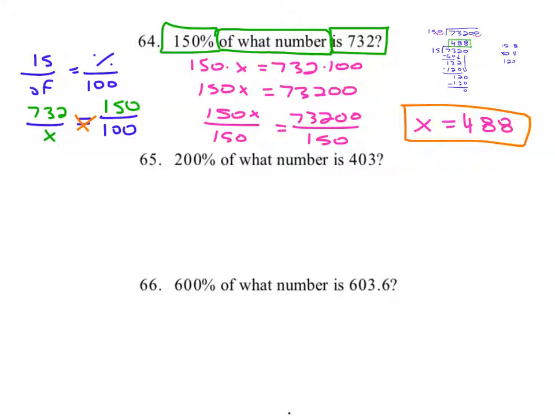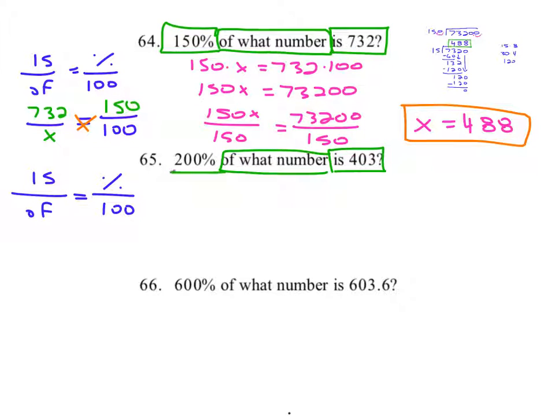And let's do this one. What is 200%? 200% of what number is 403? So we're going to, as always, start out with is over of equals percent over 100. And we'll fill it out. First, we need to identify it. Is 403 of what? We're finding it. And percent, 200%. So let's fill that out.